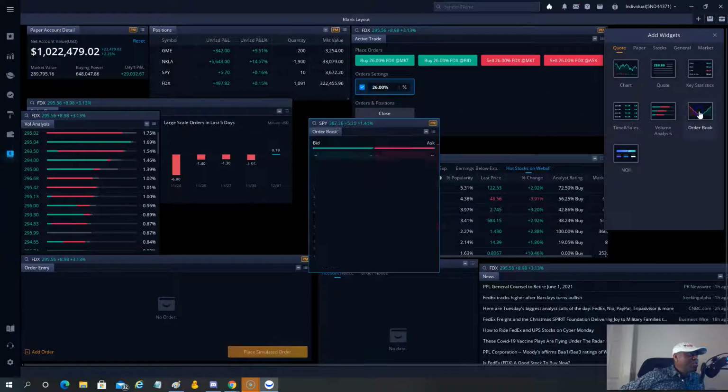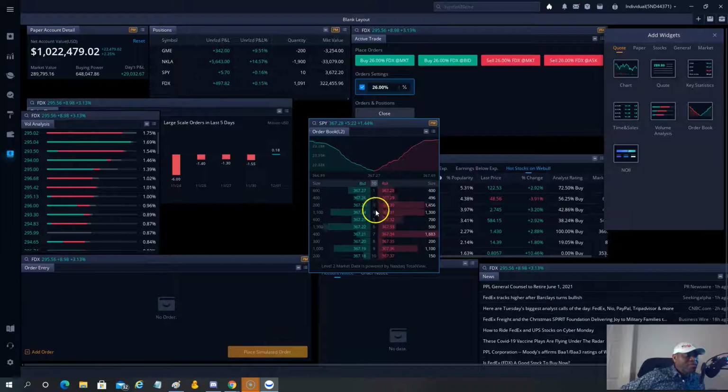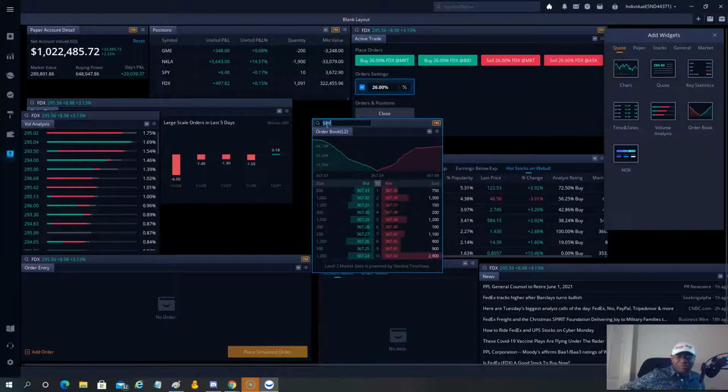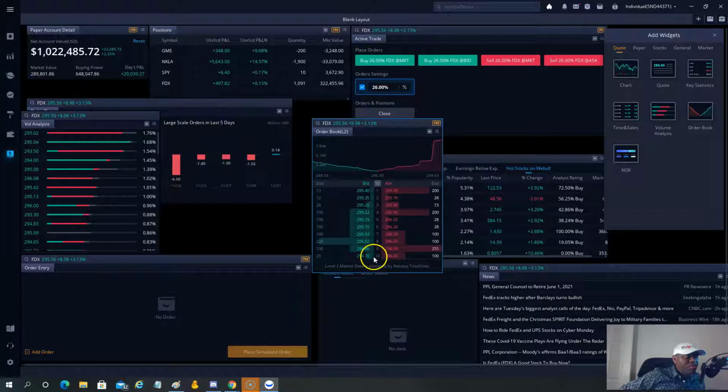So the order book is just the levels on here. Again, this is going to SPY by default. SPY is up 1.45%, folks. The market is definitely going up while we are doing this. So for FedEx, this is the depth of the orders. You can see how many shares on both sides, the bid and ask, they are in there. That's what it is.